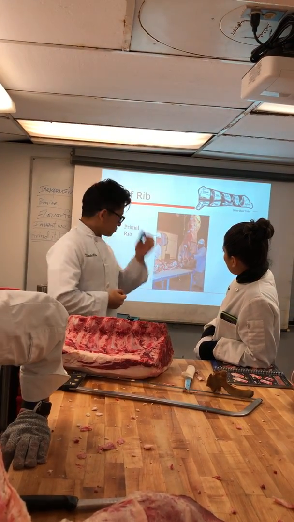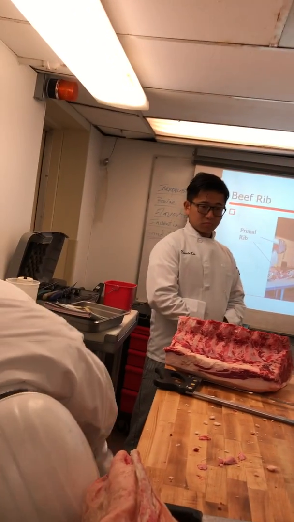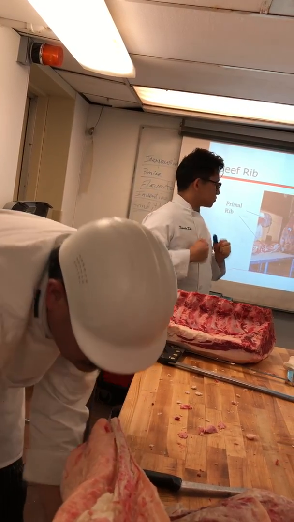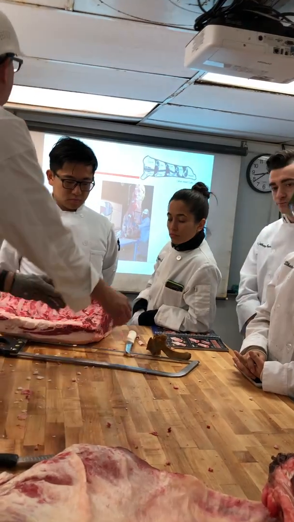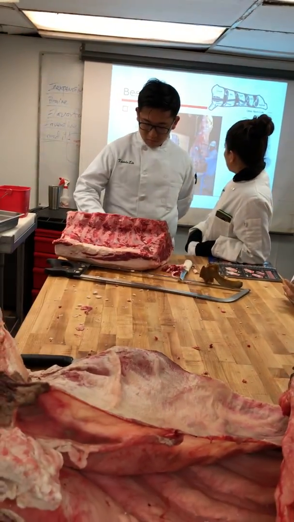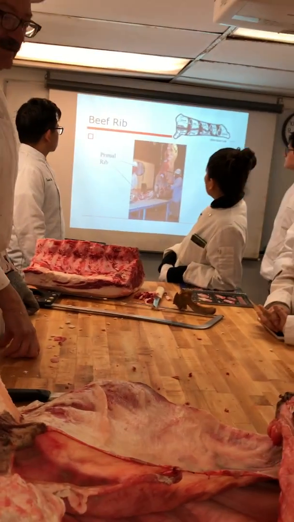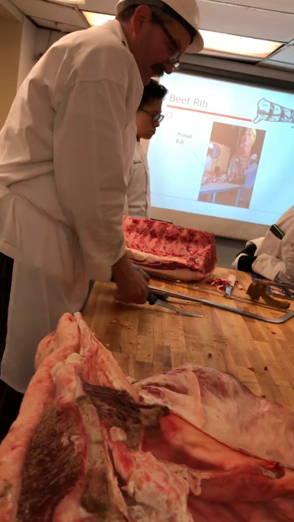So let's go to the rib. So before we can actually call it the rib, we have to take off the plate, right? You see the top right there? It says rib, and then underneath it is plate. We're going to take off the plate first.